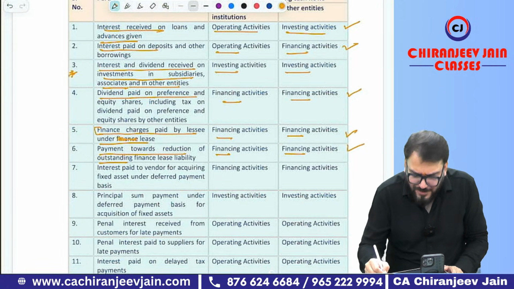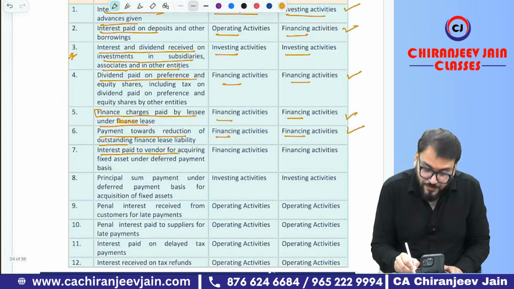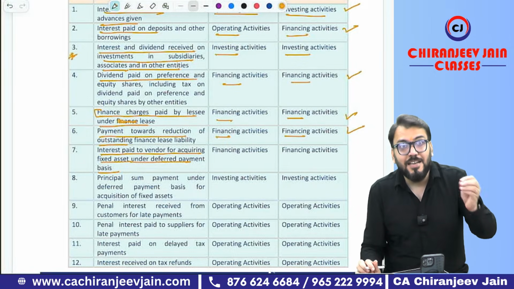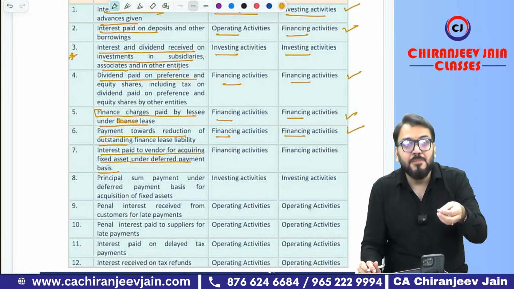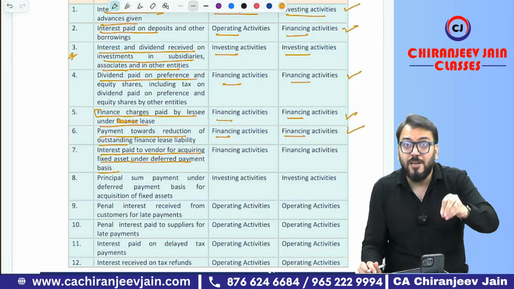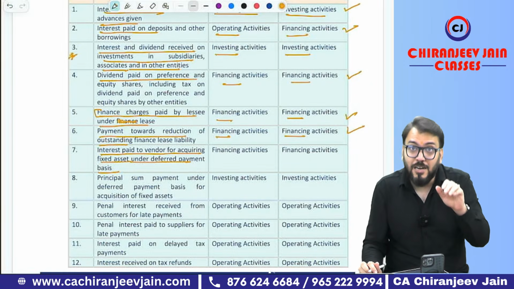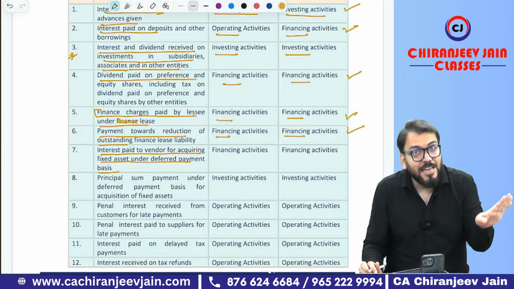Here I think you have done correct, no doubt. But interest paid to vendor for acquiring fixed asset under deferred payment is covered under Ind AS 16. So under Ind AS 16, if you have made a deferred payment, meaning you will pay 1 lakh after 1 year, then as per Ind AS 16 the cost will be equal to the present value of the future payment. So whatever you are paying towards purchase of a fixed asset will be investing activities.